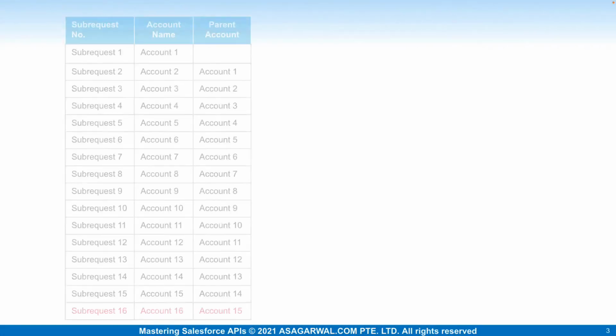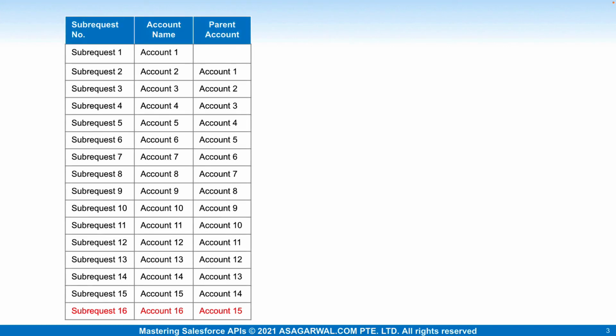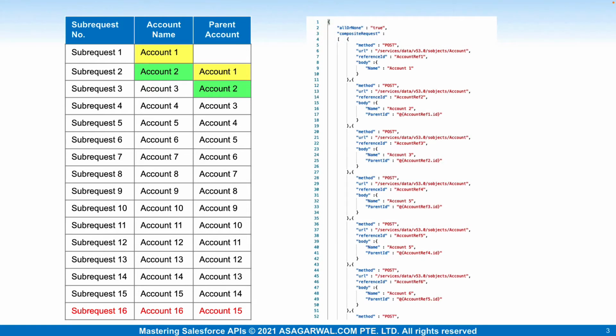Consider this table here. Let's say that in a Composite API, we need to create multiple account records. The parent account for second account needs to be set to account 1. The parent account for third account needs to be set to account 2 and so on. The request body of this request will look something like this, where we will use the reference IDs of the previous request in subsequent requests. In the code for account 2, we will set the parent ID to reference ID of account 1.